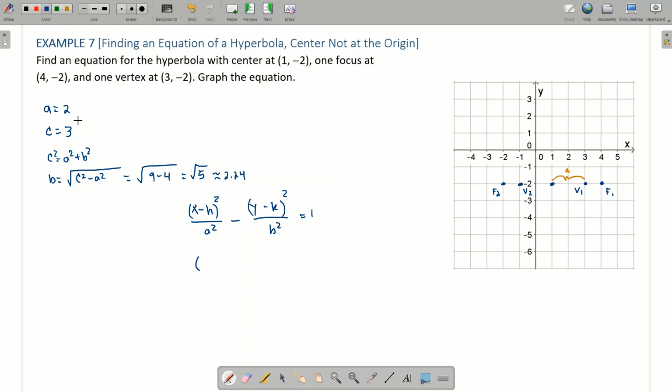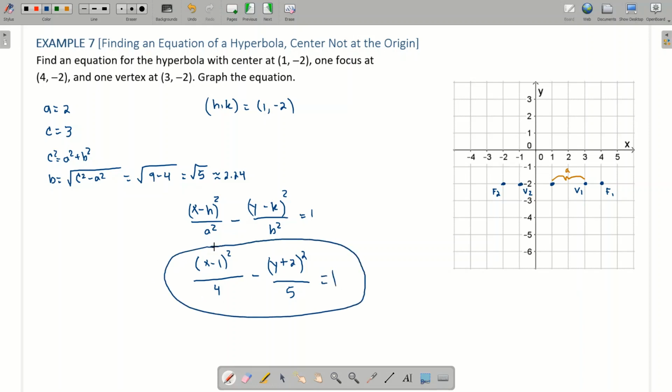So we know the center (h, k) was given to be (1, -2). So it'll be (x minus 1) squared over a squared, which will be 4, minus (y minus a negative 2, which will be plus 2) squared over b squared, which if we square b, we just have 5, equals 1. So getting the equation is not hard. You can do that fairly easily. You don't really even need to make a graph to be able to get the equation.